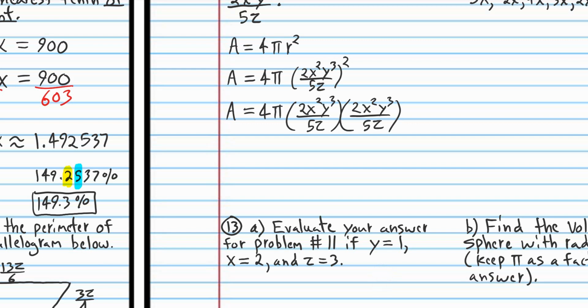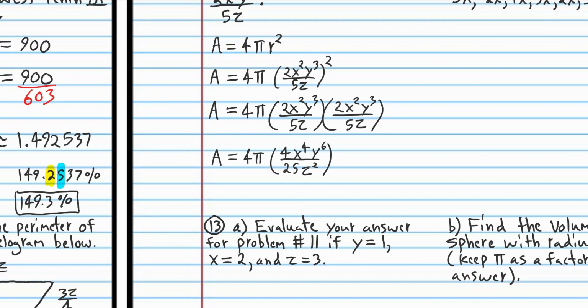So now, as you can see, we're just multiplying fractions. So when you multiply fractions, you just multiply the numerators straight across. So 2 times 2 is 4. X squared times x squared is x to the 4th. Y to the 3rd times y to the 3rd is y to the 6th. And the bottom, 5 times 5 is 25, and z times z is z to the 2nd power.